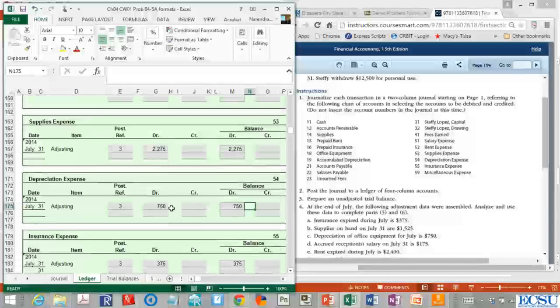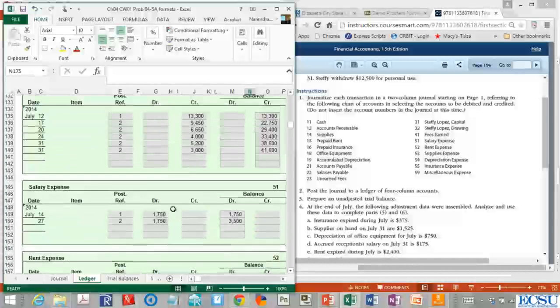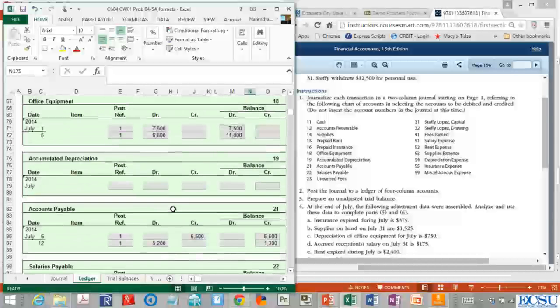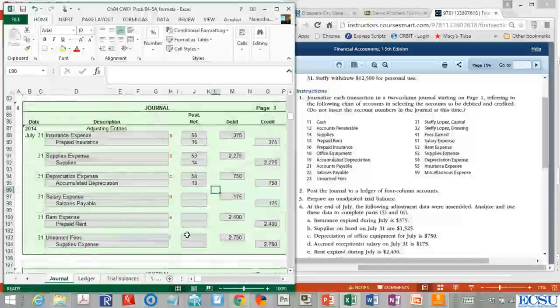So that is depreciation expense. Let's go and find out accumulated depreciation. Okay, accumulated depreciation is here. So July 31st, in the item I'll be writing adjusting, and then posting reference will be page number 3, and of course it was a credit of 750, and then of course the balance also will be 750. All right, so that is how I handle that journal number C. Let's go on to do the D.